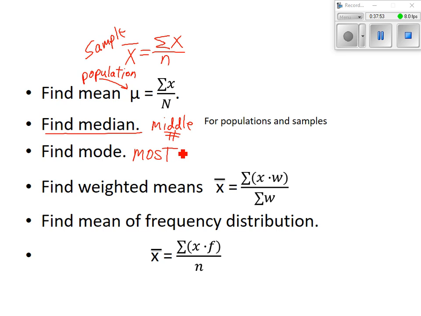Be able to find weighted means. I probably didn't put a whole lot on there. But a weighted mean would be you take each thing and times it by the weight, like our grade in here, test count is 70%. So you take each of your test grades, times it by 70, and take your homework grades, which is 30%. So you take each homework grade, times it by 30%, add them all together, and then divide by 100, which is our overall percentage.